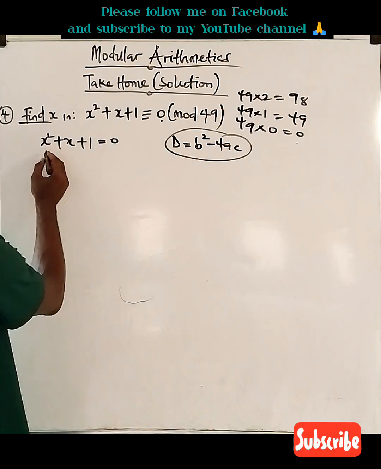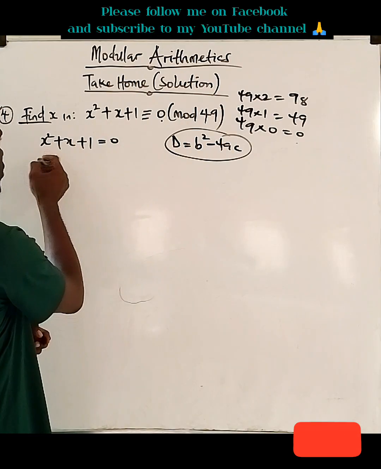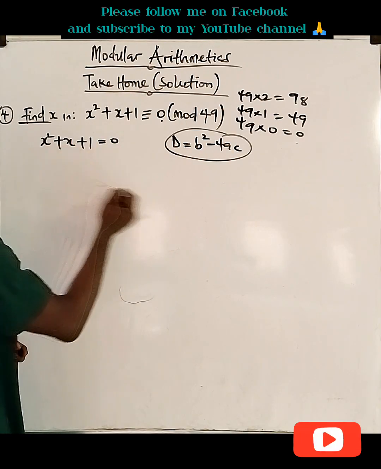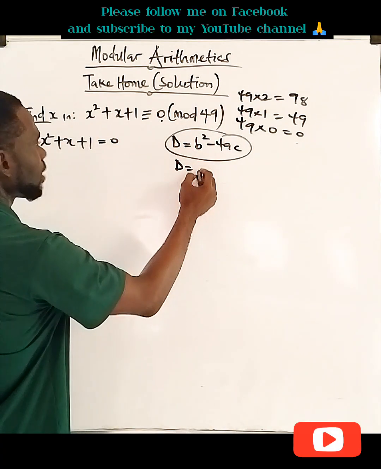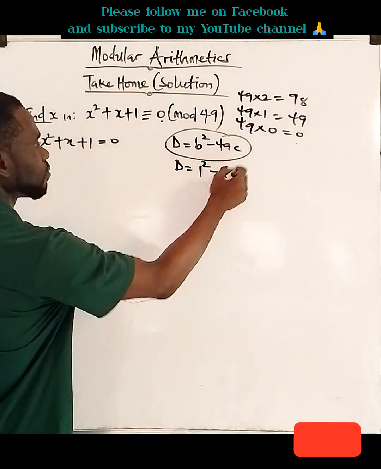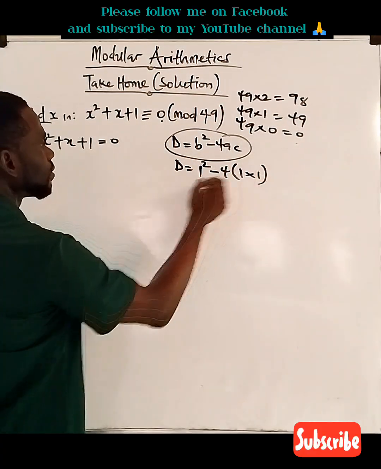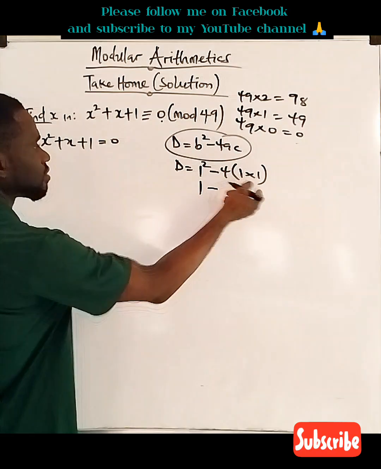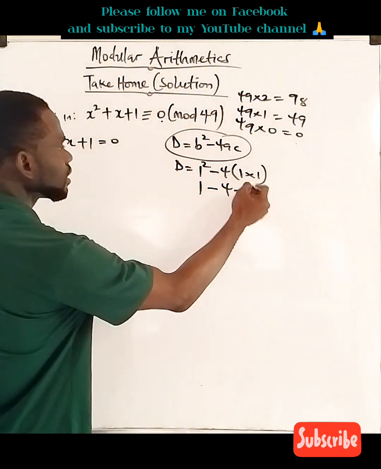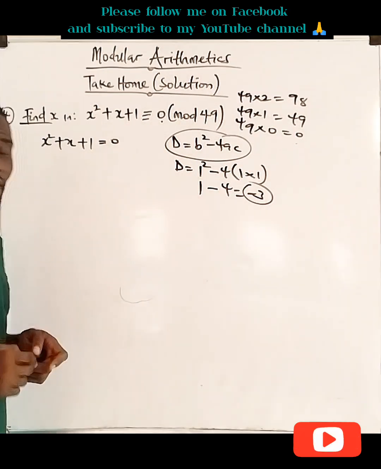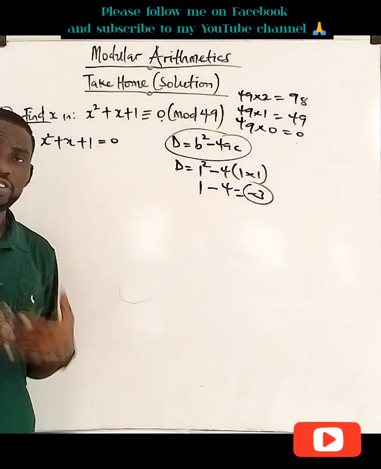So let's see if this is solvable or not. Here a is 1, b is 1, c is 1. So the discriminant is b, which is 1, raised to 2, minus 4 times a, which is 1, times 1. 1 squared is 1, minus 4 times 1, which is 4. This is minus 3. So we're going to end up having a complex result.